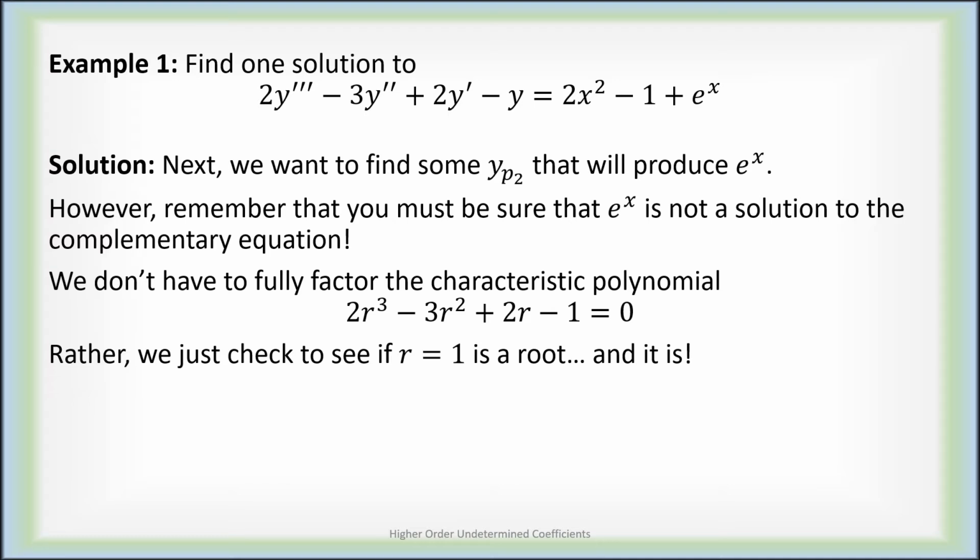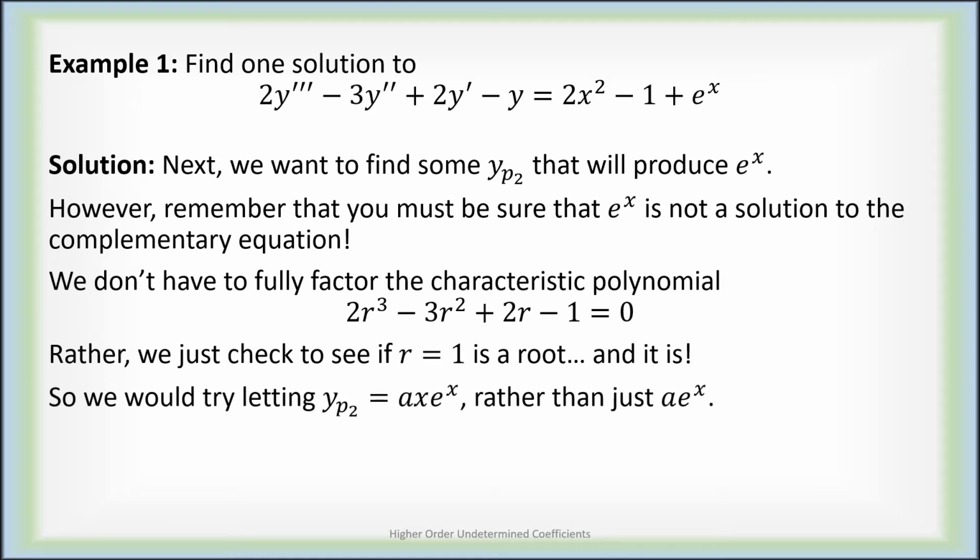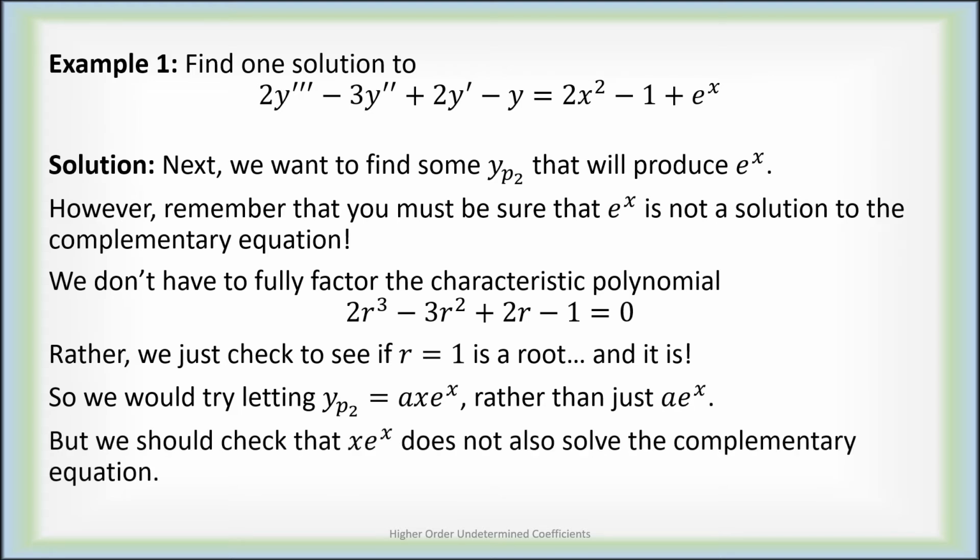And in this particular case, it is. r equals 1 is a root, meaning e to the x is actually a solution to the complementary equation. So instead of letting yp2 be a e to the x, we let it be ax e to the x. But we should actually check that x e to the x does not also solve the complementary equation.